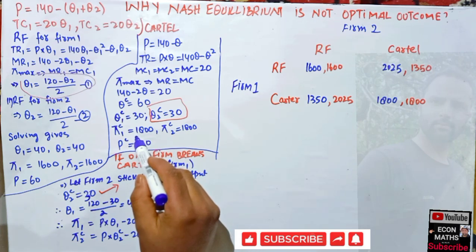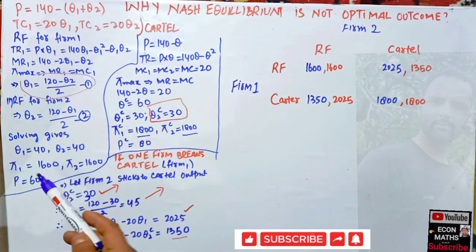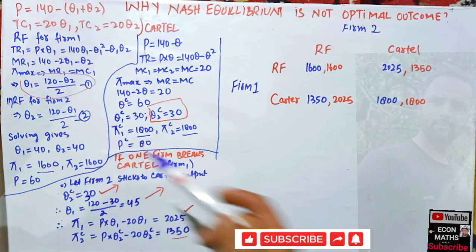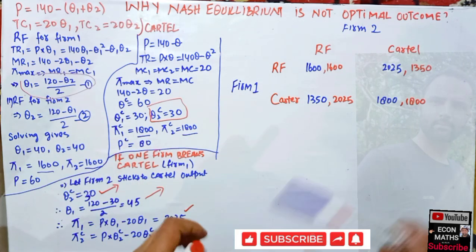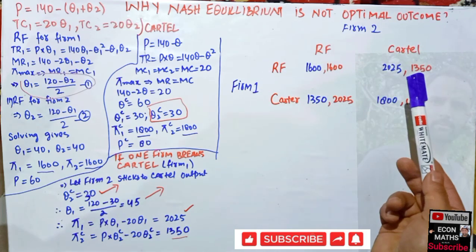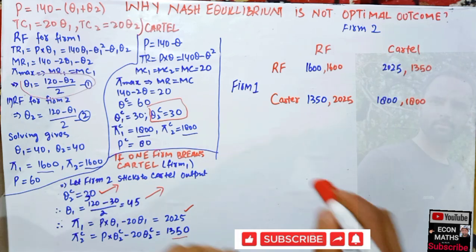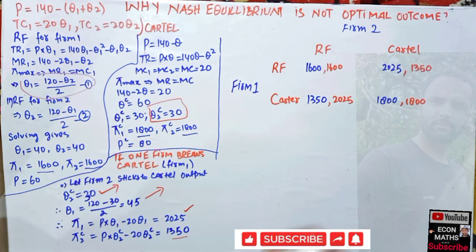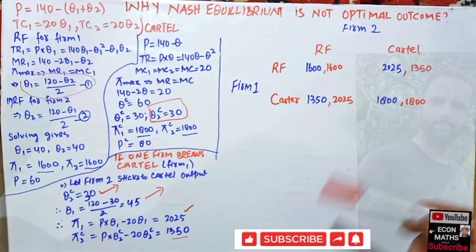Because cartel gives both the firms profit greater than what they get when they produce according to their reaction functions. Okay, so I have just used all these data and formed the payoff matrix for the firms in terms of their profits. Now here you can easily see how this 1600 is the Nash equilibrium and why this 1800 is not the optimal outcome.